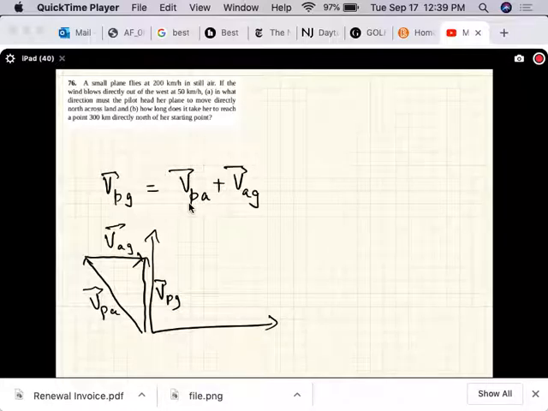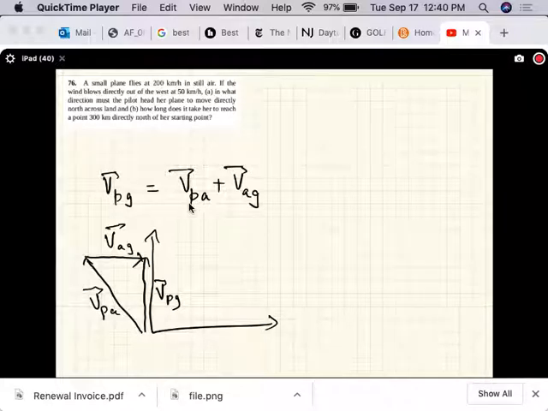Okay. And you saw that when you do vector additions, you want to write these vectors in unit vector notation. In this problem, the magnitude of the plane's velocity vector is 200 kilometers per hour. The magnitude of the wind vector is 50 kilometers per hour. And then we'll have to find the magnitude of this vector so that we can tell how long it will take to travel 300 kilometers.